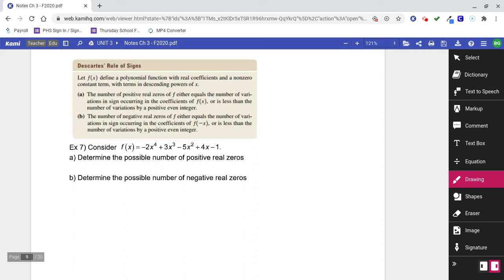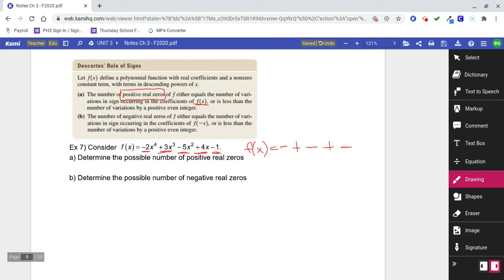Okay, so that seems kind of tough, but first of all, we're talking about positive real zeros. Okay, and it's talking about f of x. So for number 7, let's do that one first. 7a says determine the possible number of positive real zeros. Okay, so this isn't that hard. You look at f of x and see how the first term is negative, and then the second term is positive, and then negative, and then positive, and then negative. Okay.